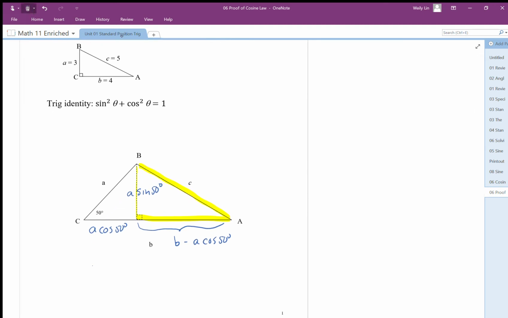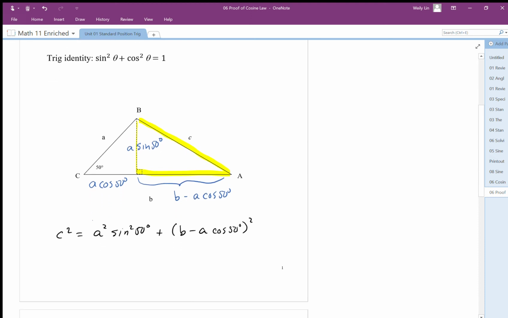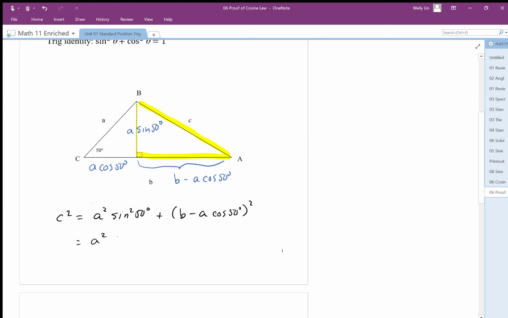So we're going to use Pythagoras here. So we end up with c squared is equal to a squared sine squared of 50 degrees plus b minus a cosine of 50 degrees all squared. Expanding this out, we end up with a squared sine squared of 50 degrees plus b squared minus 2ab cosine of 50 degrees. You can see how the cosine law is starting to form, plus a squared cosine squared 50 degrees.